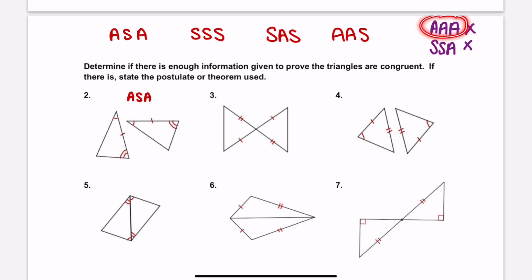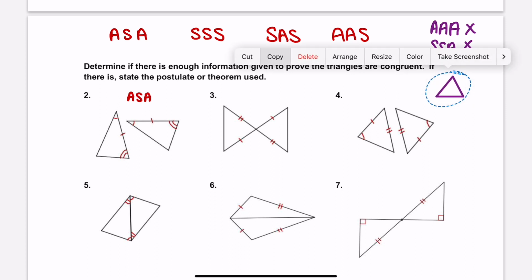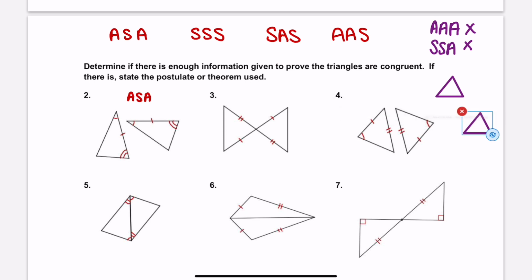Now, if we have three angles that are the same, let me show you an example. I've copied a duplicate triangle. So right now they are congruent. All of the angles are the same. However, if I take this and I resize it so that it is bigger, all of the angles stay the same. All three angles are the same. However, these two triangles are not congruent. One is much bigger than the other.